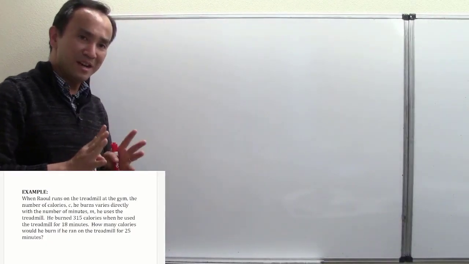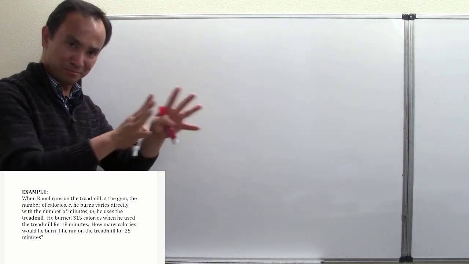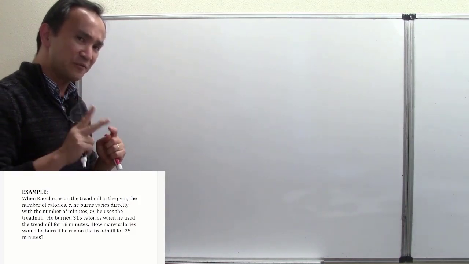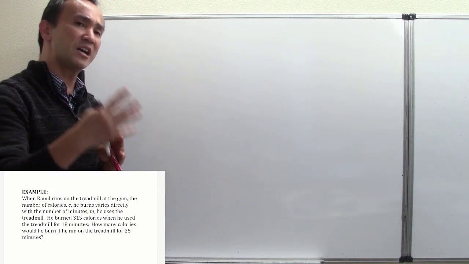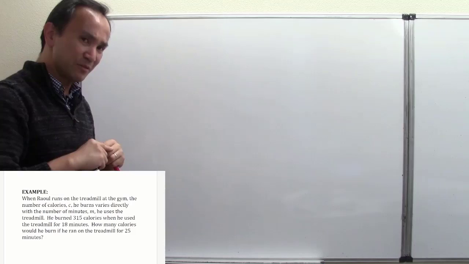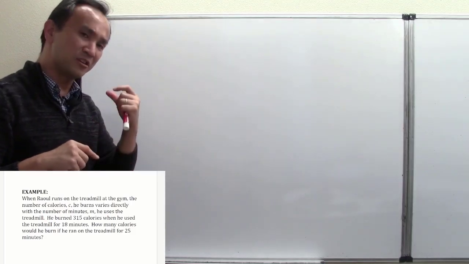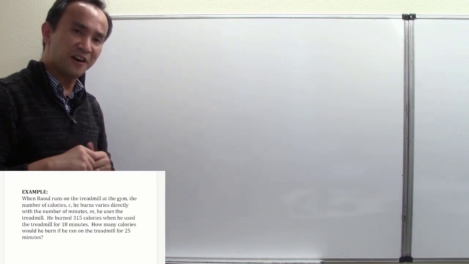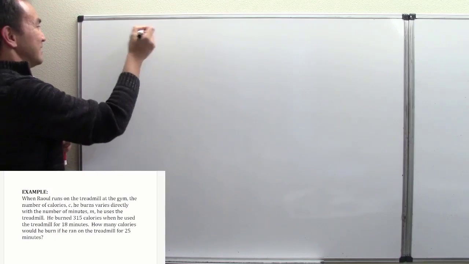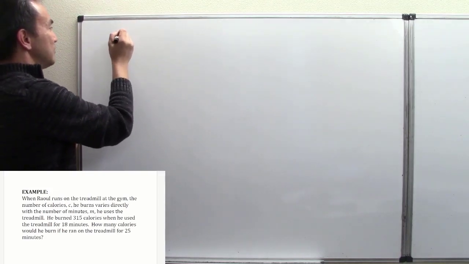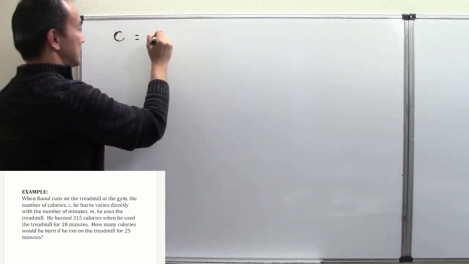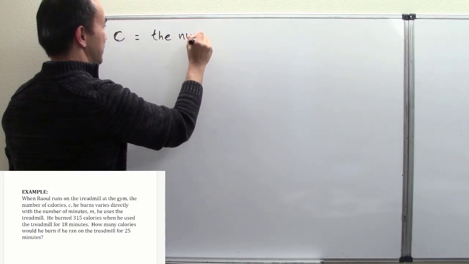Allow me to leave the problem on one corner of the screen, but now let's look at the way it's worded. We already identified two variables. In my way of working with direct variation, the first thing I do is identify the variables that we can find from the problem. Mainly we have the number of calories. C represents the number of calories.